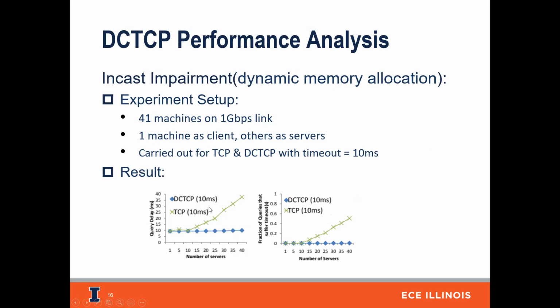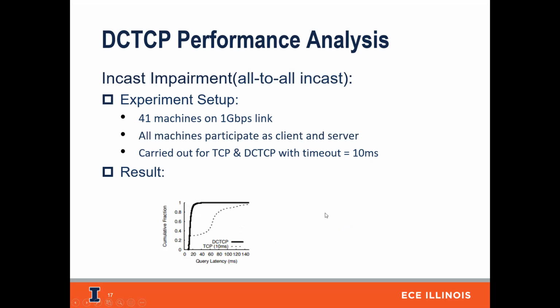As shown in the figure, DCTCP no longer suffers incast timeouts, even when the number of servers grows to 40. On the other hand, TCP continues to suffer from incast timeouts, although the dynamic buffering algorithm mitigates the impact. The final experiment of incast impairment is described below. The experiment uses the same setup as before, except that all 41 machines participate.